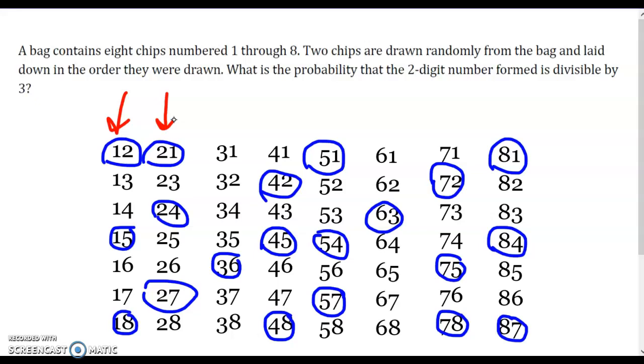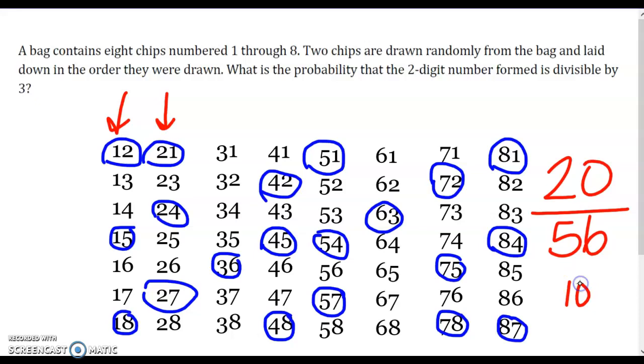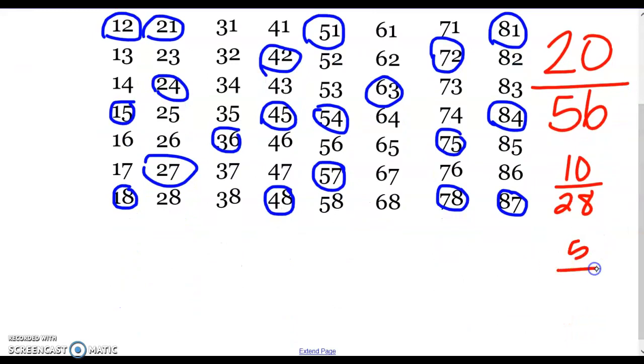So now we have to go through and count how many options we have total and then how many are divisible by 3. So I know that there are 7 options in each column, and there are a total of 8 different columns, which gives me 56 options total. Okay? And if I look back and count the numbers that are circled, I now have 20 circled, which again is a fraction that I can reduce. So that's going to be 10 out of 28. I can go even further, and let's do 5 out of 14, and that's going to be my final answer.